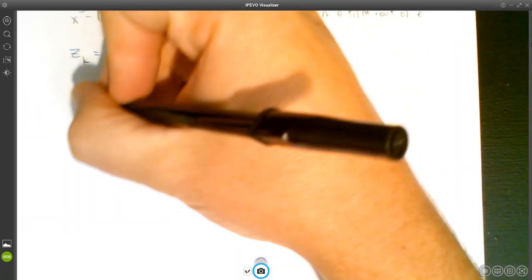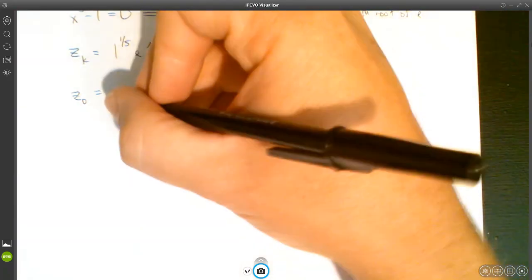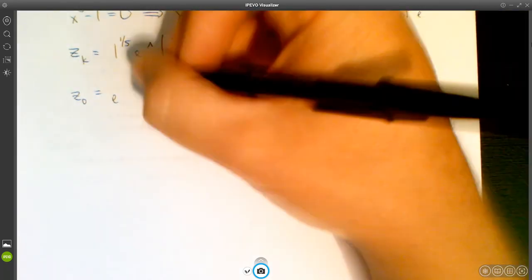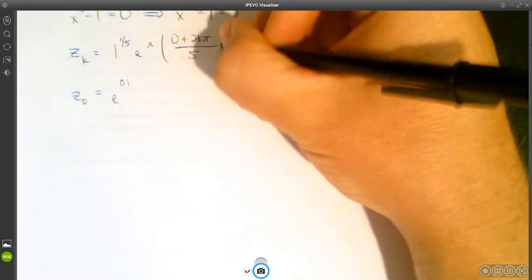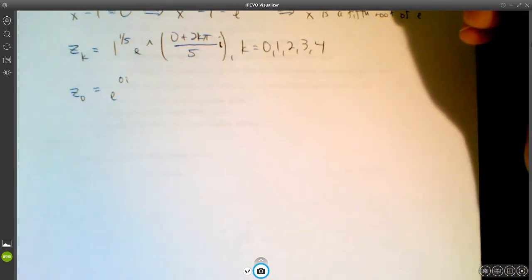So z sub 0 is going to be, well, 1 to the 1/5 is 1, right? And 1 times anything is just that thing. So this is just going to be e to the 0i. Oh, I forgot the i again. That's important, and I keep forgetting it. But z0 is just going to be e to the 0i.